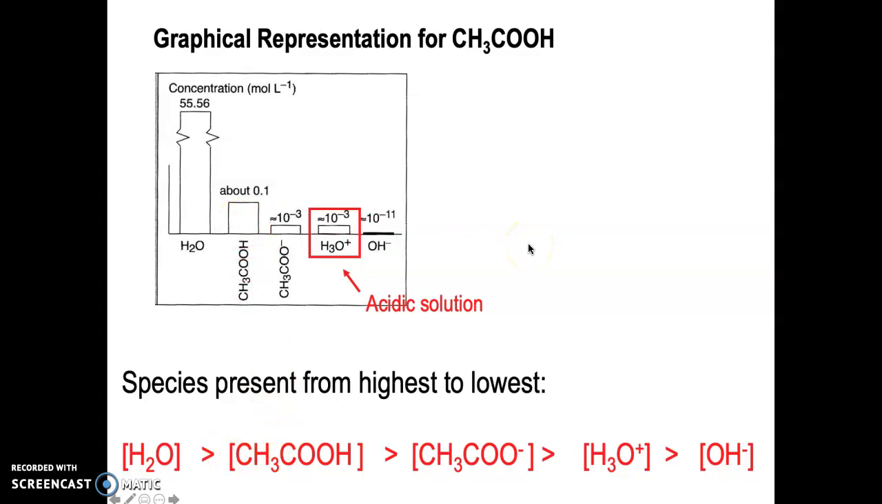Take home point to remember is the weak acid remains present in quite a considerable concentration.